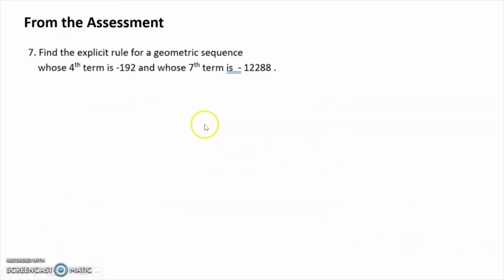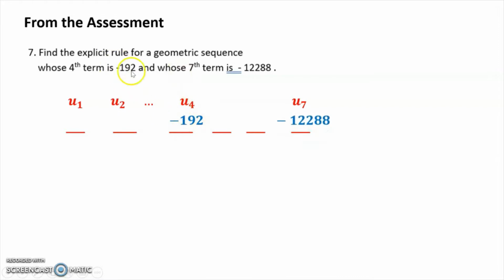Now the next one's the same thing, but now it's a geometric sequence. So we're going to try the same process, but in geometric, we're not adding and subtracting numbers. We're multiplying by common value, right? So let's see how it works here. So here's our sequence, and we are told we have the 4th term and the 7th term. So here's term 4, negative 192. Here's the 7th term, negative 12,288.